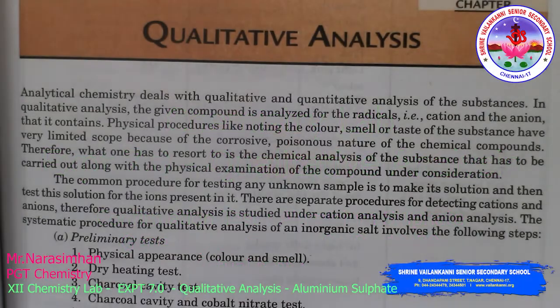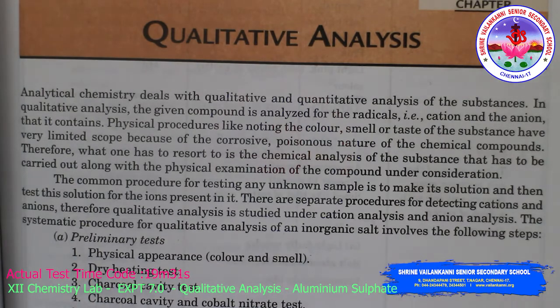Hi students, last class we discussed quantitative analysis, that is the volumetric or titrimetric experiment we did. Now the qualitative analysis. What is qualitative analysis? Analytical chemistry deals with the qualitative and the quantitative analysis of a substance. So in qualitative analysis, the given compound is analyzed for its radicals.